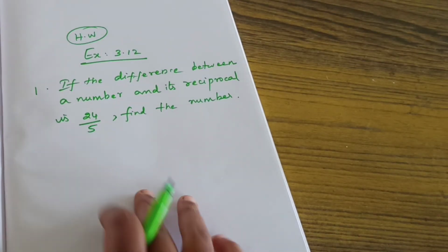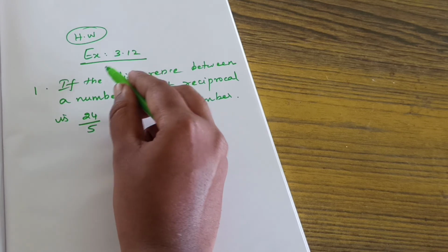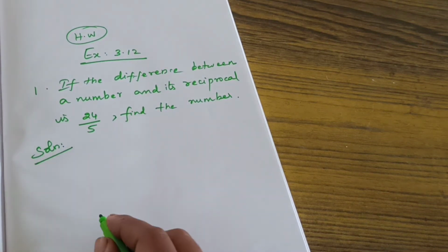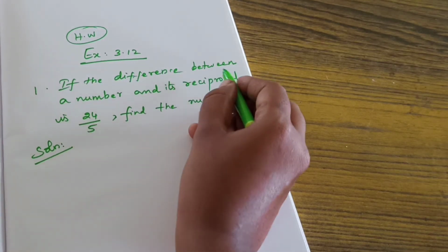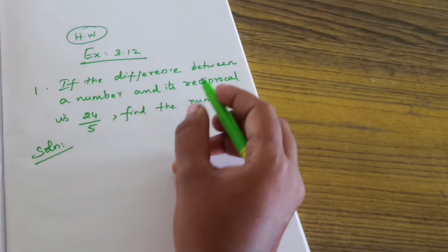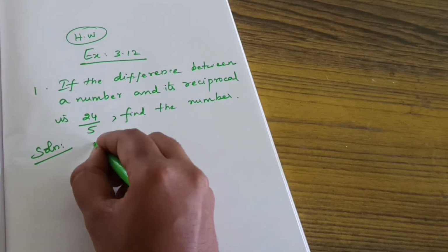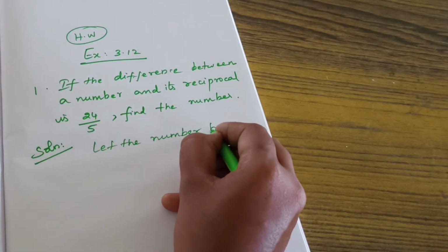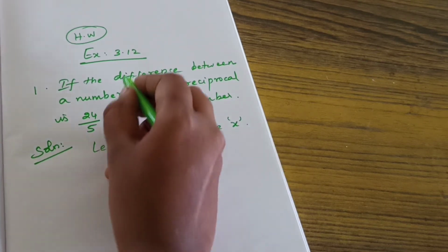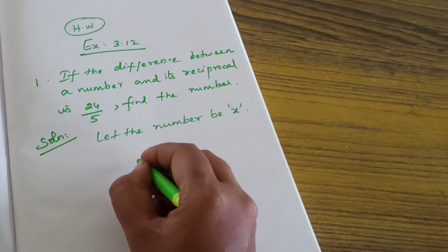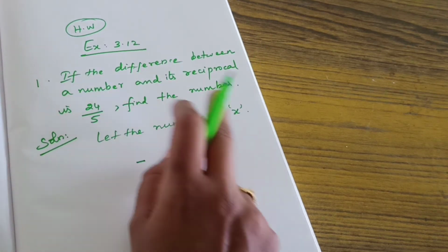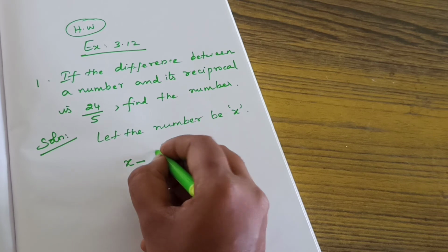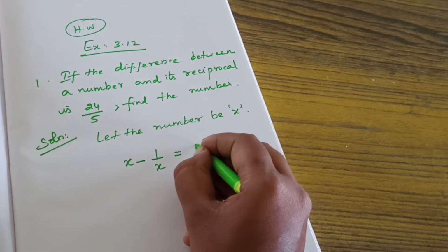Listen dear students, homework problem. Exercise 3.12, first problem. I am just telling the concept only, you need to do it as homework, okay? If the difference between a number and its reciprocal is 24 by 5, we don't know the number, find the number. So let the number be, we can take it as x or y, your choice, x. Difference means what sign will come? Minus. So the difference between this number and its reciprocal. What is the reciprocal of x? 1 by x equal to 24 by 5.